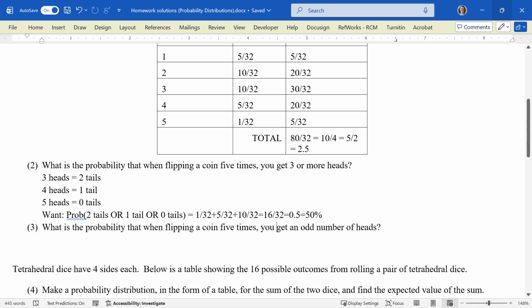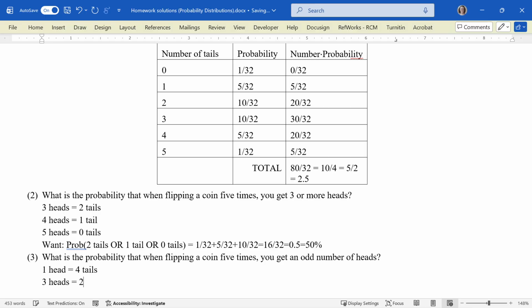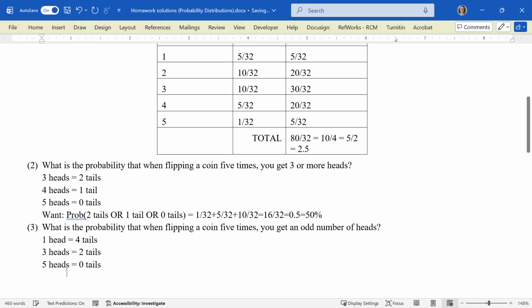What is the probability that when flipping a coin 5 times, you get an odd number of heads? So the odd numbers of heads are going to correspond to, again, we have to interpret this in terms of the tails. So we could get 1 head, and that would be 4 tails. We could get 3 heads, which would be 2 tails. Or we could get 5 heads, and that would be 0 tails. So actually, odd number of heads means even number of tails. So we want the probability of any of those 3 things happening.